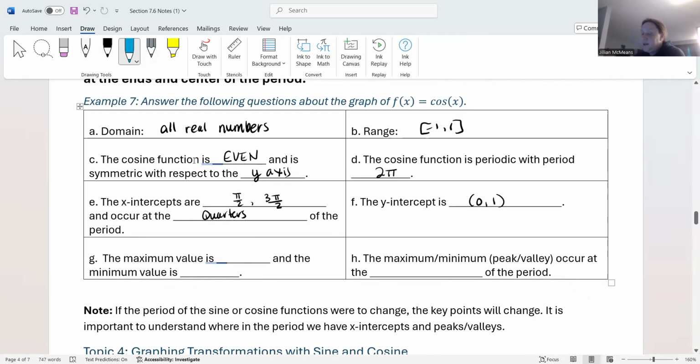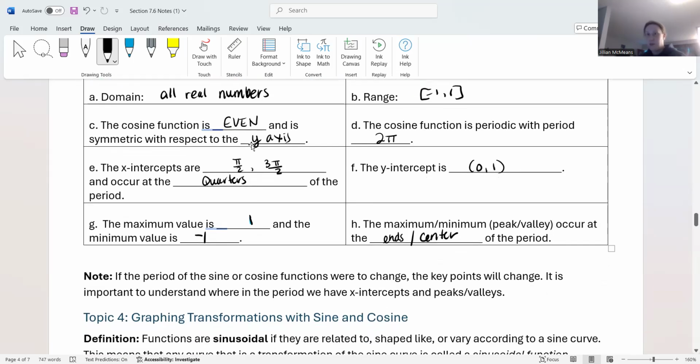And then it says the maximum value is positive 1. The maximum value is positive 1. The minimum value is negative 1. And the maximum and minimum, I call peaks and valleys, occur at the ends and center of the period. Okay, so that is the graph of cosine.